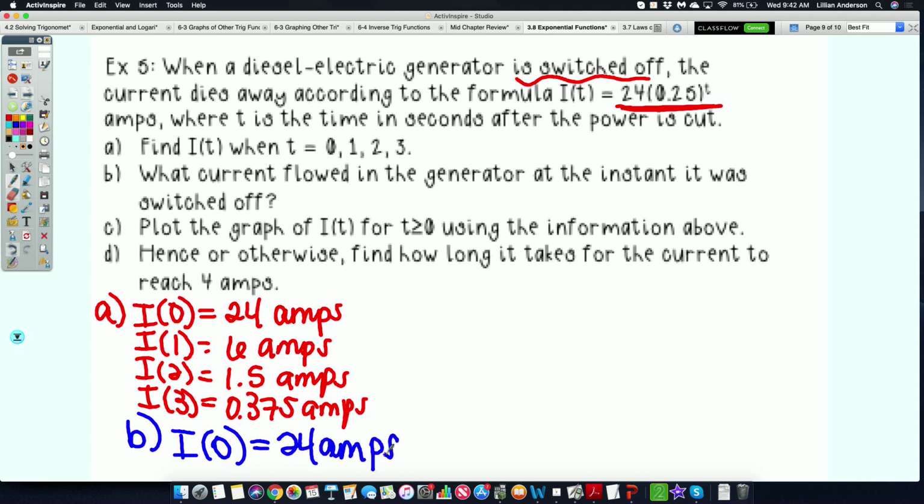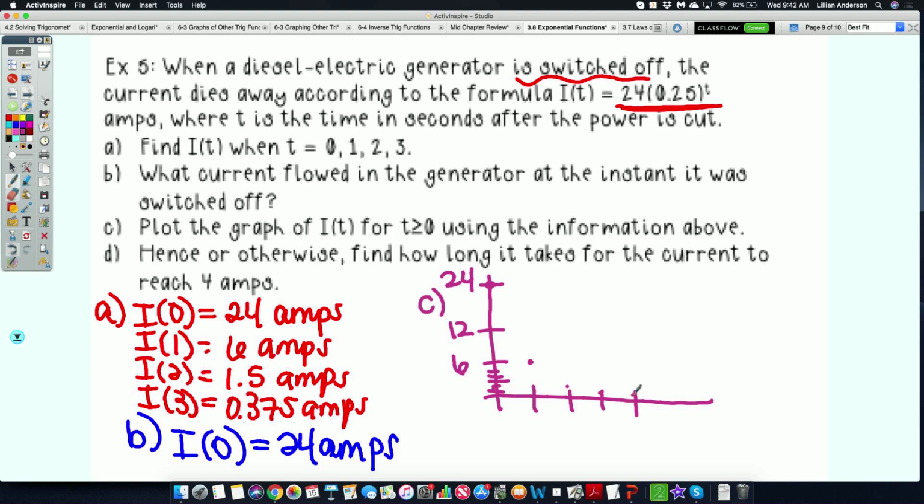Now you have to plot this graph, and then it's hence or otherwise, find how long it takes for the current to reach 4 amps. Okay? Now, plot the graph. These are very nice numbers to graph. So 1, 2, 3, 4. Then we have 24. Half of that is 12. Half of that is 6. 1, 2, 3, 4, 5, 6. Okay. So 0, 24. 1, 6. 2, 1.5.